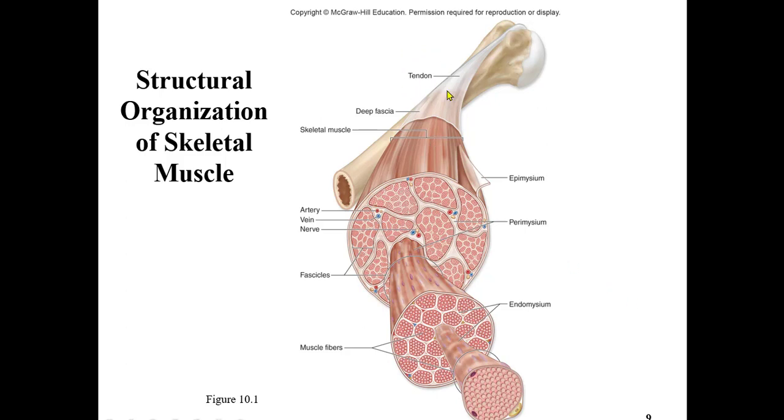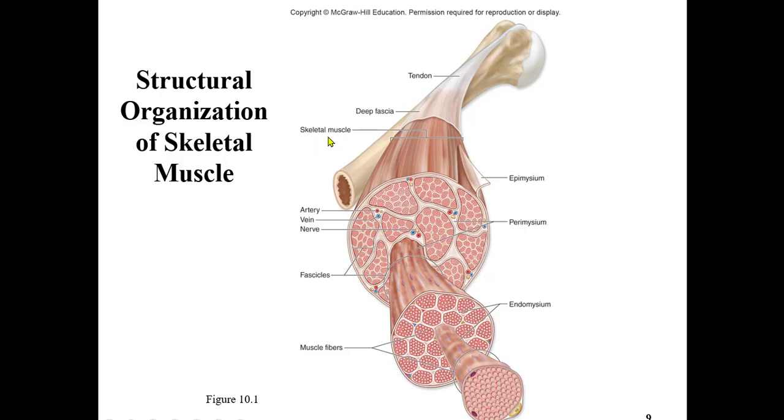Here I have the tendon. As you know, a tendon connects muscle to bone. Then we have the entire skeletal muscle. And notice there are different coverings here. Each one of these is a connective tissue covering.